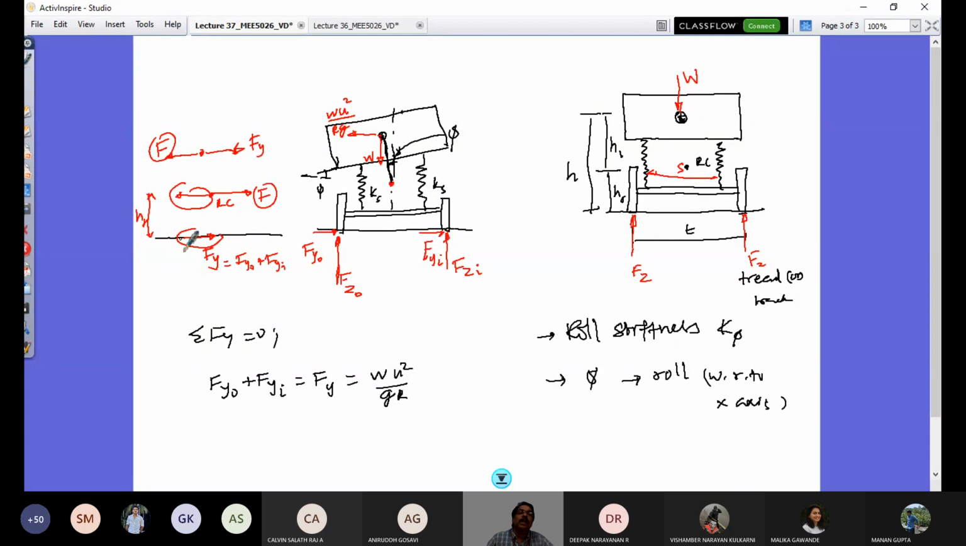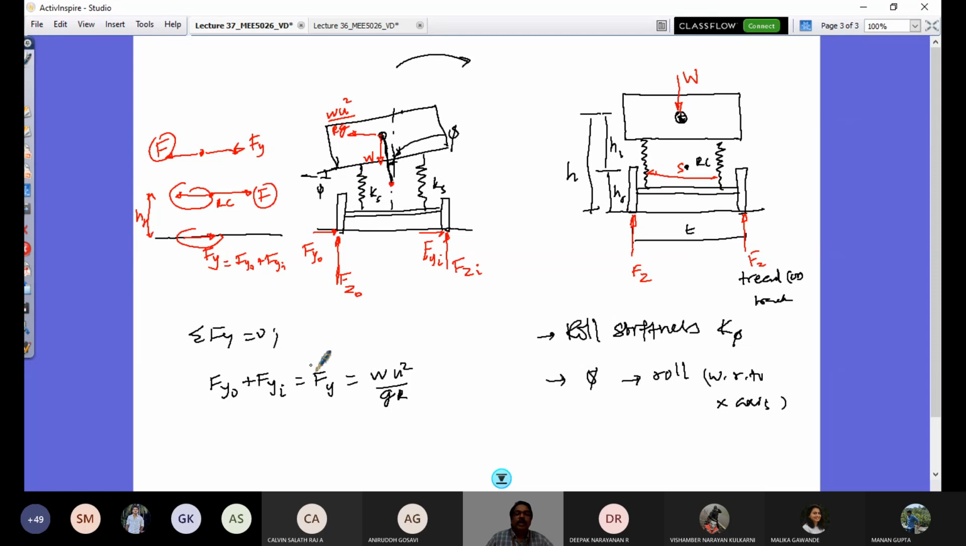And that is by these couples. So there is one couple here, there is a second couple here. So this forms a couple and this forms a couple. Both make them to roll outward of the turn. That's very important. So my turn is in this direction. It is going like this, the vehicle. And this is the free body diagram.